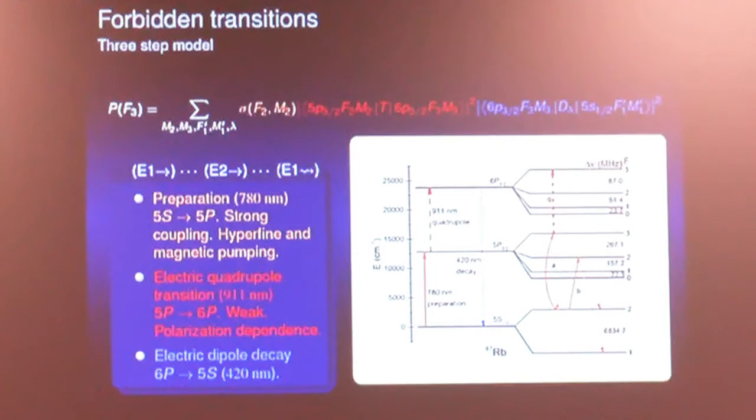So we expect to see all transitions from this one, all the electric quadrupole transitions going up to the 6p state. So the electric quadrupole transition is weak, it only probes the result of this pumping here, and it depends strongly on the polarization configuration of these two lasers. And then at the end, the decay is described by the simple electric dipole decay of the 6p into the 5s by emission of 420 nanometers. By the way, this is almost completely isotropic, at least for these configurations.